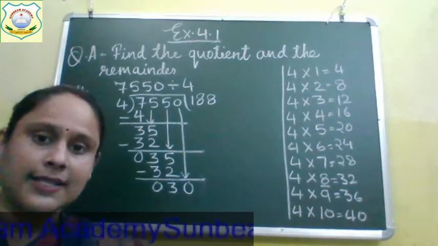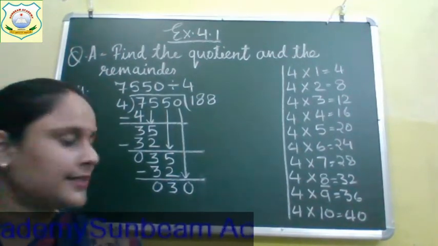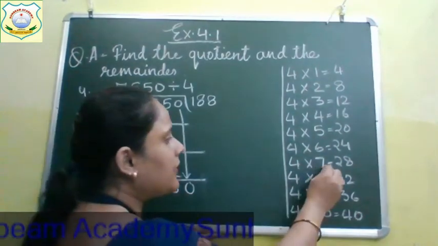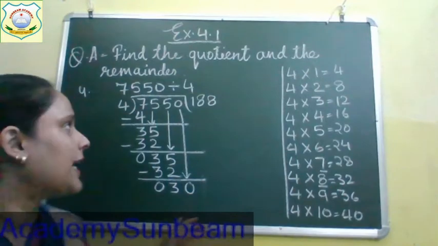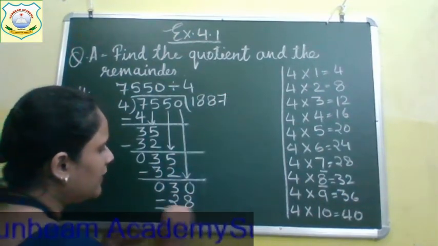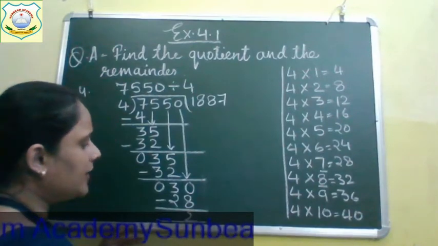Is there any number which is less than 30? Yes, 28 is less than 30. How many times will we get 28? 7 times. So we will write here 7 and we have written 28. Now we get 2 as a remainder.